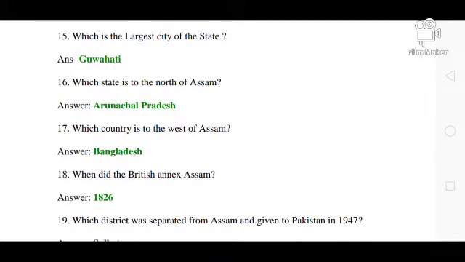The correct answer is Guwahati. Which state is to the north of Assam?